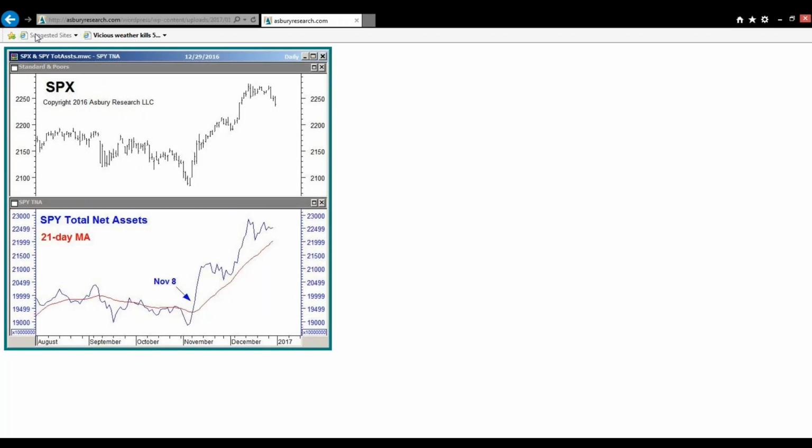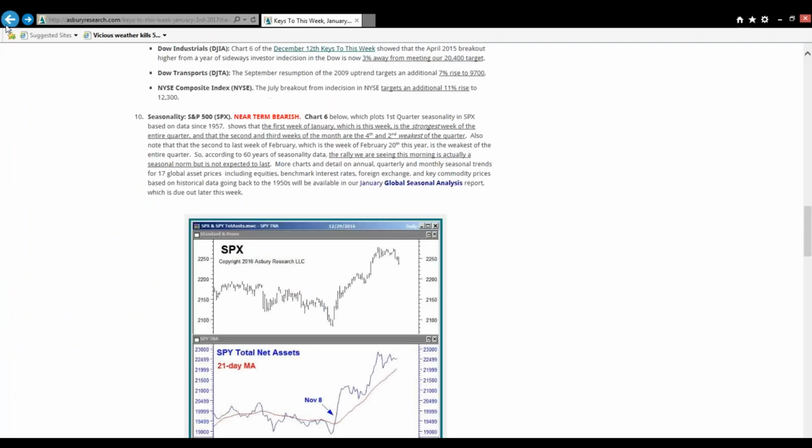So again, these are just a couple of indicators that we use. We probably look at 100 indicators. A lot of this is done over the weekend when the markets close, but this is part of how we come up with ideas to help make our subscribers money.